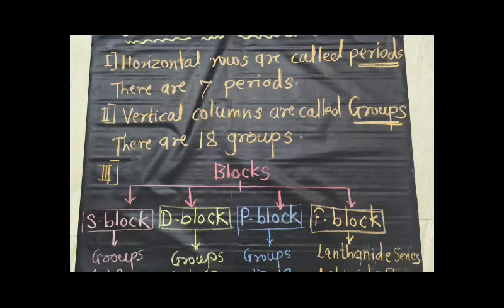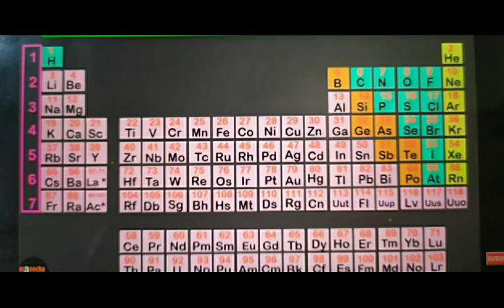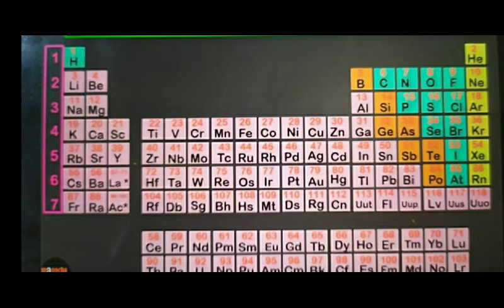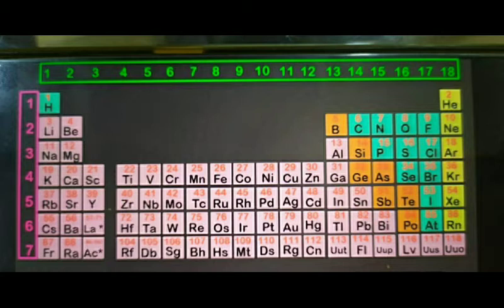The arrangement of periods and groups results in the formation of boxes. Let us see in the picture. There are 7 periods shown by the pink color. The first starts from hydrogen, the second lithium, the third sodium, the fourth potassium, and onward to the 7th. Then at the upper side of this picture there are 18 groups, shown in green color. The first group starts with hydrogen and the 18th group starts with helium.